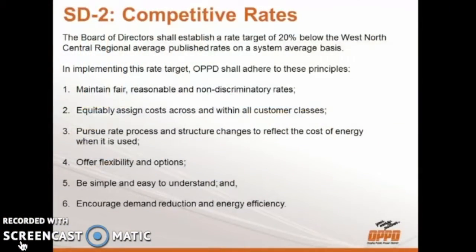And the directive, actually, go to the next slide. Oh, I'm sorry. Okay, so the directive is derived from the board directives. It gives us a rate target of 20% below the West North Central Regional, and it's based on average system pricing. It has 6 principles in the SD, and the first one is to maintain fair, reasonable, and non-discriminatory rates.